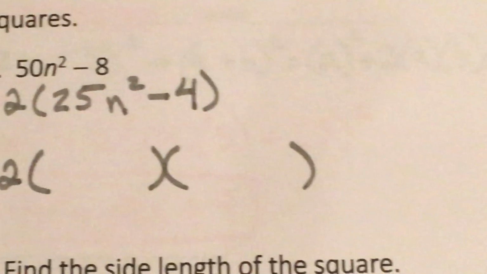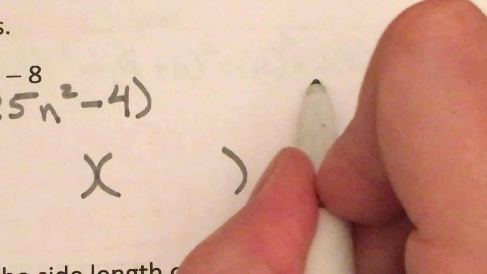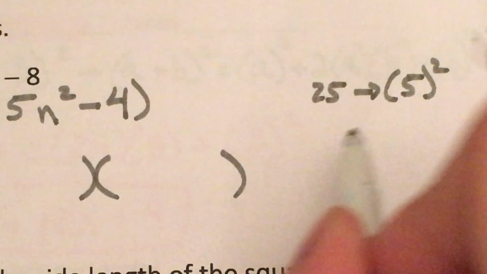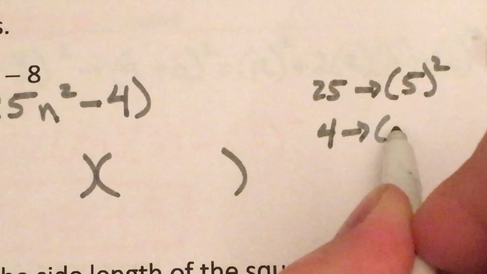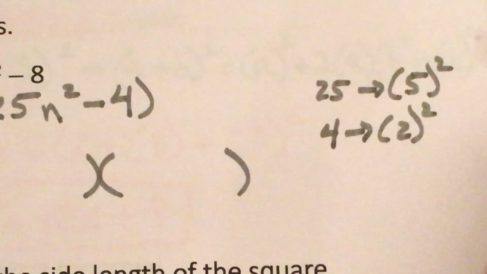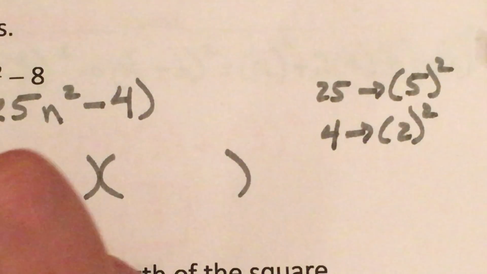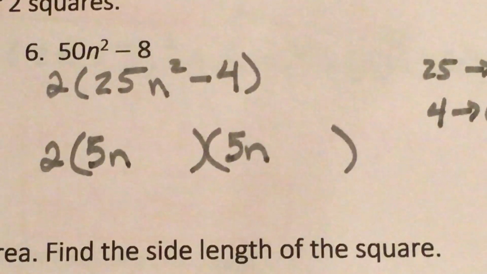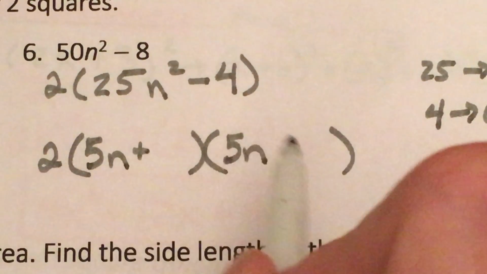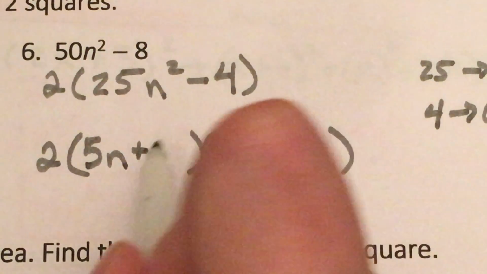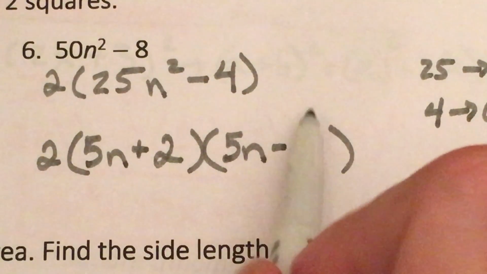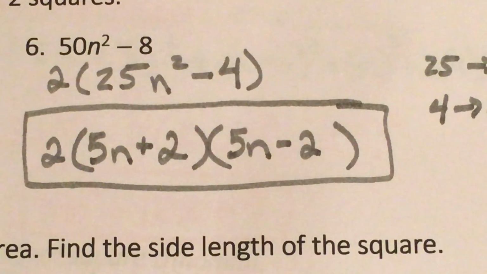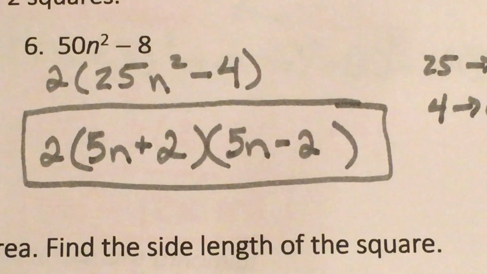And we would say, oh yeah, I remember. 25 comes from 5 squared. 4 came from 2 squared. So this will be 5n, 5n. We have a plus, we have a minus. 4 came from 2 and 2. Done. There you go.